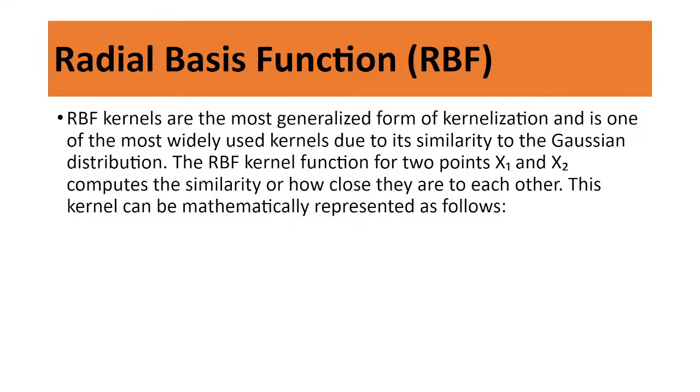And this kernel can be mathematically expressed as follows. So this is the equation for that kernel type. Here x1 and x2 are two different points. Suppose x1 is a vegetation pixel value and x2 is a water pixel value. Now this RBF kernel function computes the similarity between the two points and how close they are to each other. This is the main equation of the RBF when you want to work with two points or two pixel values.